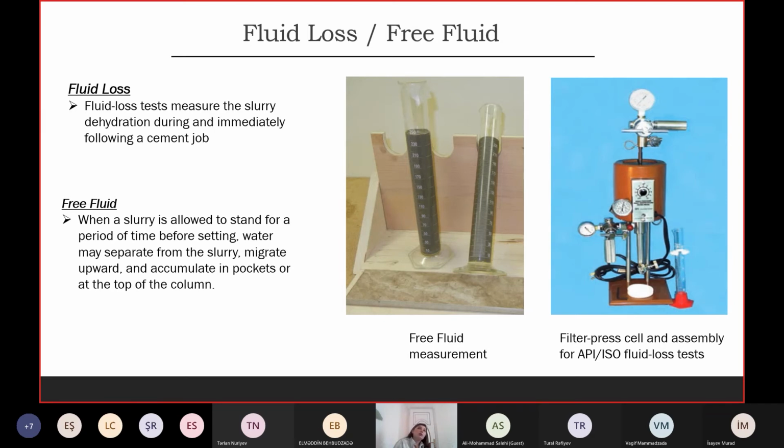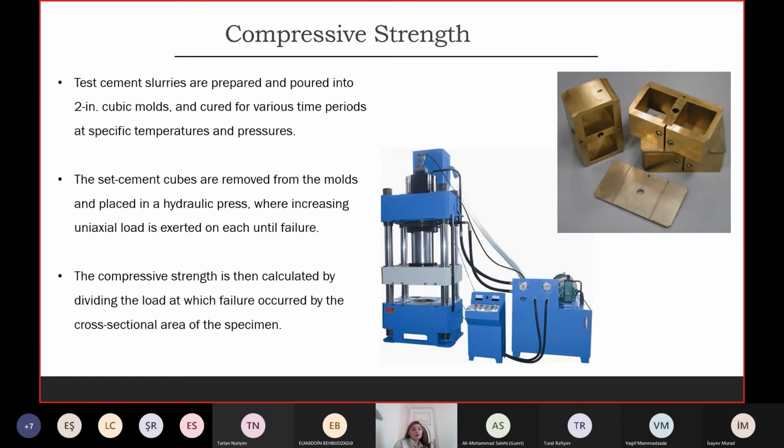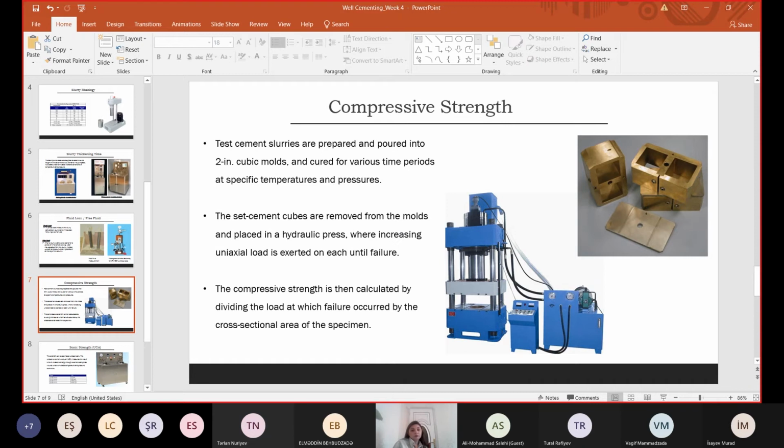Sometimes it depends on the batch of the cement you are using. When it comes from the manufacturer, it should be of a quality that provides zero or near zero free fluid. Some companies have a criterion of maximum less than 2 milliliters of free fluid, but most of the companies I have worked with had the criterion of 0 milliliters. So you won't always get the lowest free fluid possible. Any questions on fluid loss or free fluid? Nope. Then I continue.